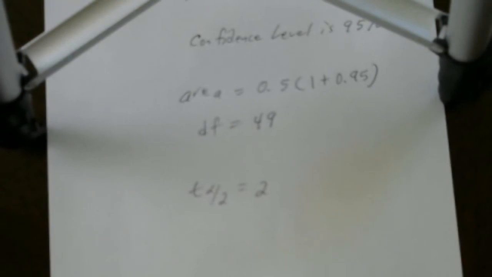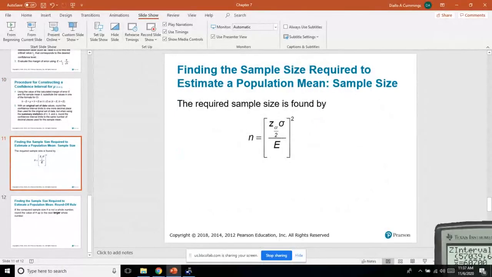Okay, and the last thing we'll talk about is the sample size required to estimate a population mean. So here we have N is equal to Z alpha over 2. So we would have to calculate the Z critical value times the standard deviation divided by the margin of error, all squared. So we'll take a look at problem number 17.